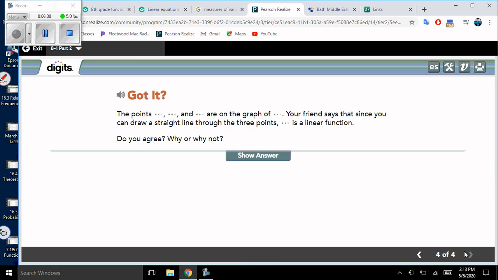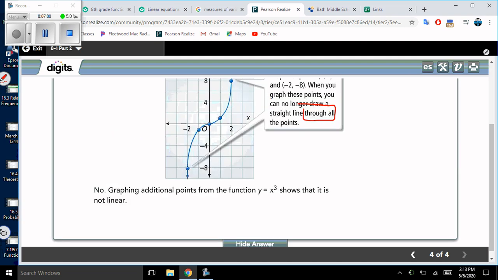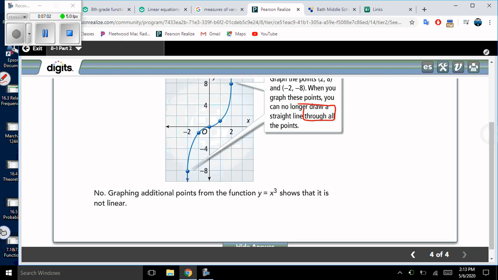Okay? The question, and this is where you've got to be a little bit careful about not having enough data. You've got a cat who said, hey, negative 1, negative 1, 0, comma 0, and 1, comma 1 are all on the graph y equal x cubed. Therefore, that must mean that this equation creates a linear graph. And obviously, this is not the case, because if you were actually to graph that using different numbers, this is really the graph that you're going to get.